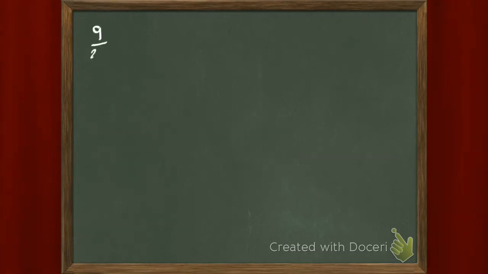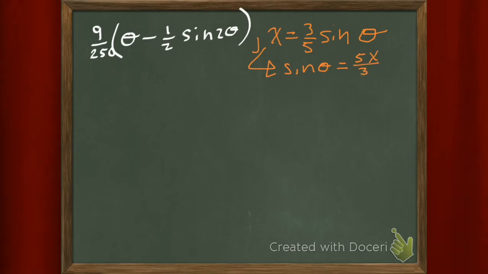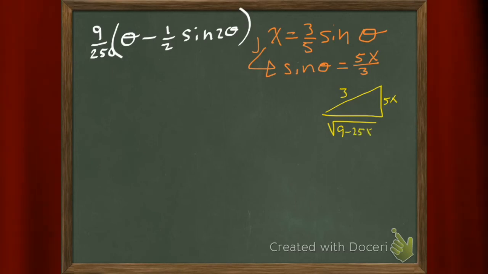Let me rewrite it over here because I need some room. This problem's getting big. What's my original sub? x was 3/5 sine theta. That implies that the sine theta is 5x over 3, which leads us to our triangle, because it's opposite over hypotenuse. So I write the opposite over the hypotenuse. Then I use the Pythagorean theorem to get the third side. That third side is the square root of 9 minus 25x squared.